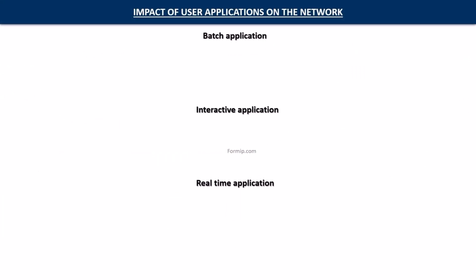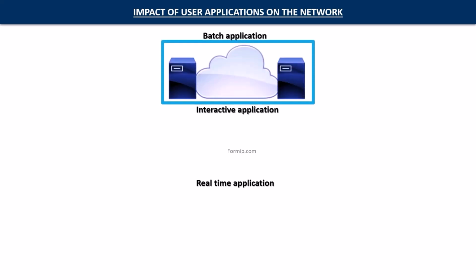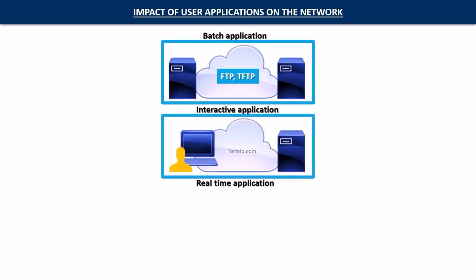Applications can affect network performance, and conversely, network performance can affect applications. There are three types of applications. There are batch applications. In computer science, batch processing is a sequence of commands that can run automatically without any human intervention. FTP and TFTP are considered batch applications. We have interactive applications. These are applications which need input from the user to run.